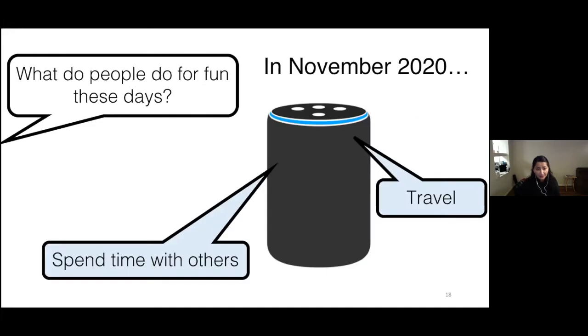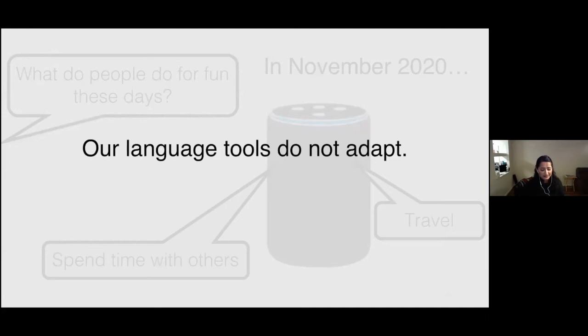So back in November 2020, when we had been living in lockdown for about 10 months, I asked Alexa, what do people do for fun these days? And it responded with answers from the web, like travel and spend time with others. This is really misleading. Alexa seemed unaware that we had been living in lockdown for almost a year at that point. It just couldn't adapt.